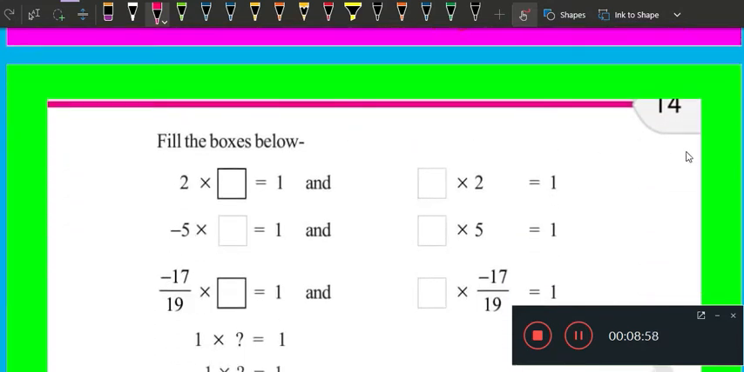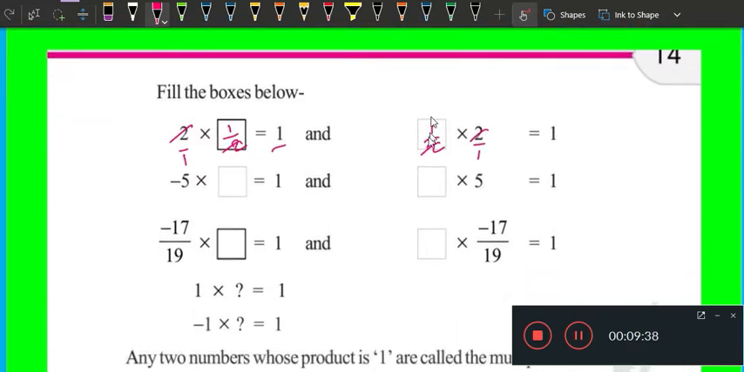Fill in the boxes below. 2 into dash equal to 1. So what should be here? Here 2 means 2 by 1. If it is 1 by 2, then it becomes 1. 2 2 cancel and 1 by 1 into 1 by 1 equals 1. Similarly, here, dash into 2 is equal to 1. What should be here? This 2 means 2 by 1. Here 1 by 2, 2 2 cancel, equal to 1.